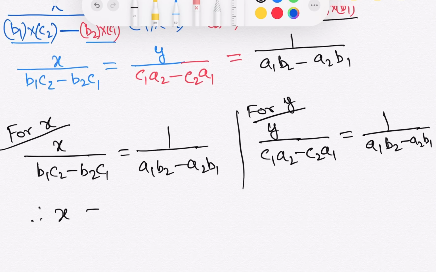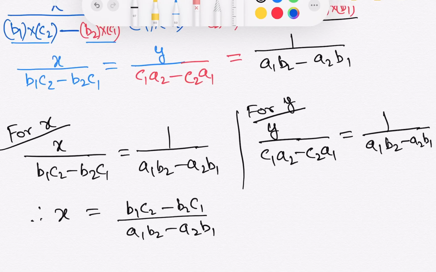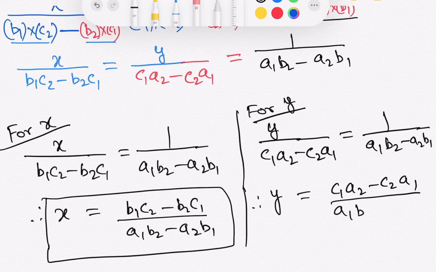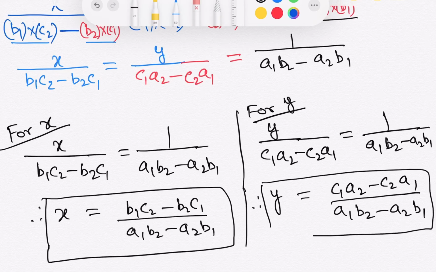Therefore the value of x is simply b1 c2 minus b2 c1 divided by a1 b2 minus a2 b1. So now this is the x variable part you calculate, and now this is for y. Therefore the value of y is c1 a2 minus c2 a1 divided by a1 b2 minus a2 b1. So this is the y variable part. So our solution is ready. We calculate the x variable part and the y variable part.